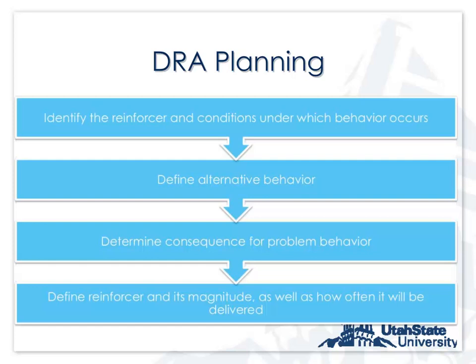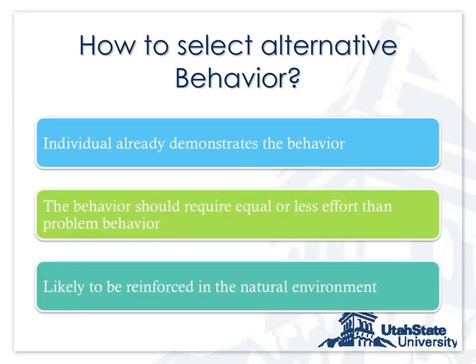Finally, you will need to define the reinforcer, define its magnitude, as well as how often it will be delivered. Initially, plan to deliver the reinforcer frequently or every time the alternative behavior is emitted. The individual should already demonstrate the alternative behavior, even at low levels. The alternative behavior should require equal or less effort than the problem behavior. And finally, it's important to pick a behavior that is likely to be reinforced in the natural environment.